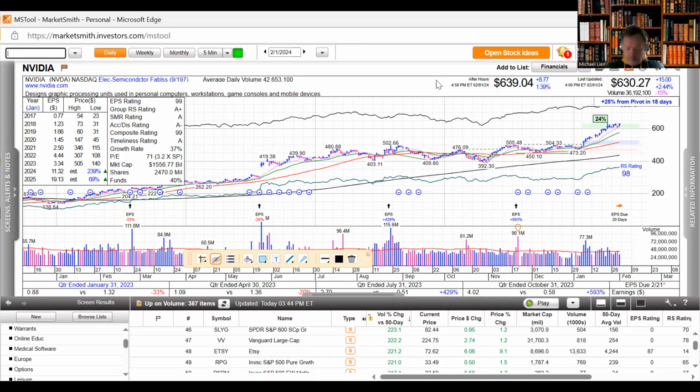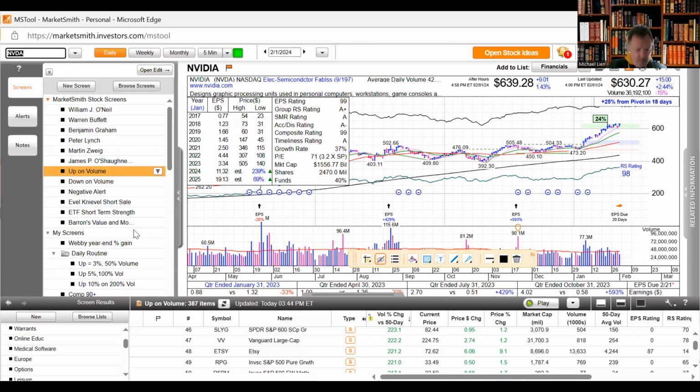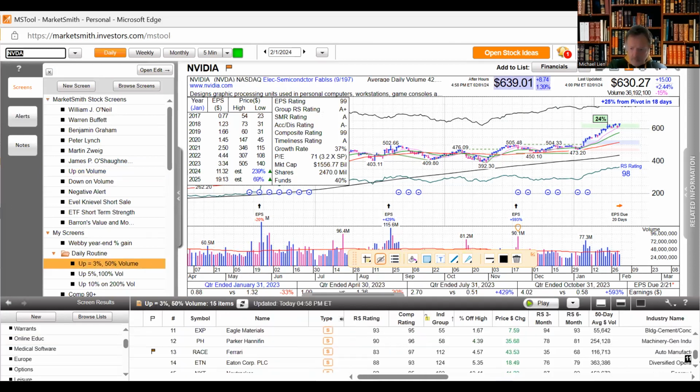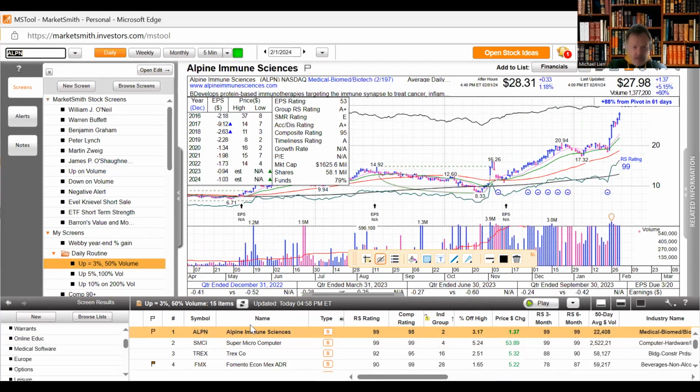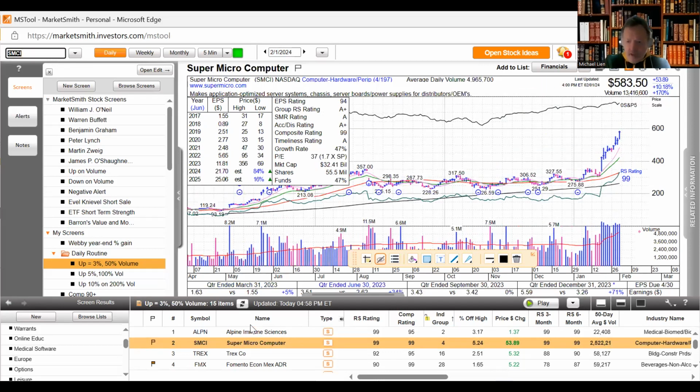We'll take a look at what's moving in the markets. Well, SMCI continues to move strong. Just take a look, it was up 3% with a 50% increase in volume. Alpine Immune Sciences continues to move up. And Super Micro Computer. Boy, this is simply amazing. Up another 10% today.